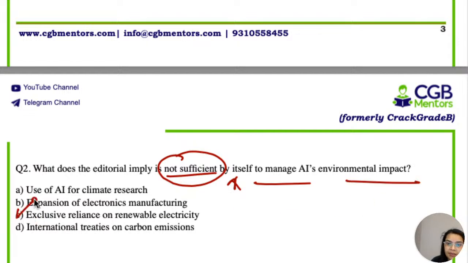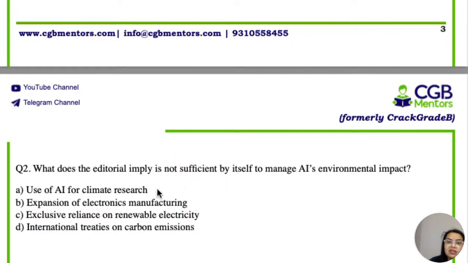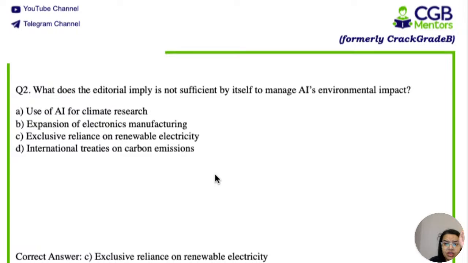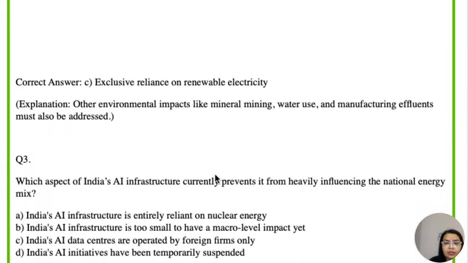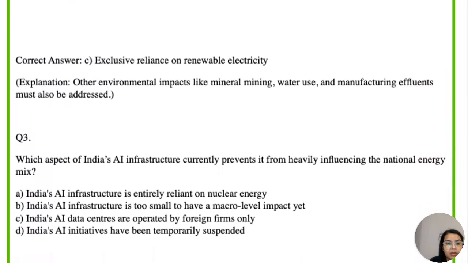So answer is C. We cannot exclusively rely on renewable electricity because the passage was talking about mining, mineral mining, water use, effluents and all. So there are other factors as well, and hence answer is C. Exclusively relying on renewable electricity is not sufficient. Question number 3.